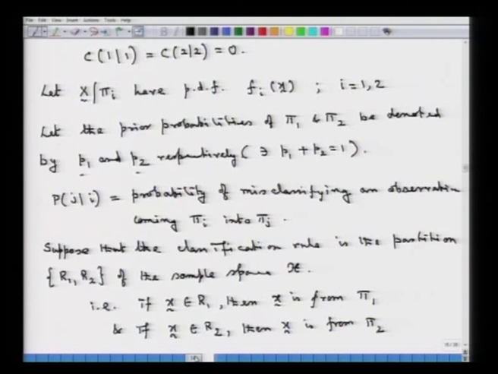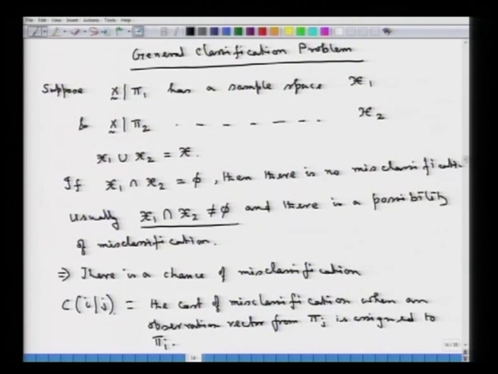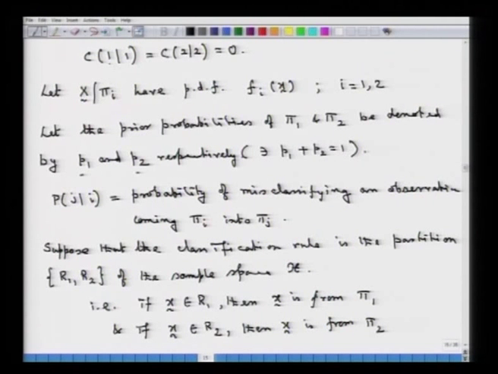So what are the quantities that we have introduced? We have introduced this cost of misclassification, with the condition that C1 given 1 and C2 given 2 both of them are zeros. We have the probability density function under the respective populations pi i's to be given by fi x's. The prior probabilities are P1 and P2 for the two populations, and capital Pj given I is the probability of misclassifying an observation coming from pi I into pi j. And along with that, we say that we have a classification rule R1 R2, which is the partition of the sample space script x, and that's what is going to decide the classification problem.